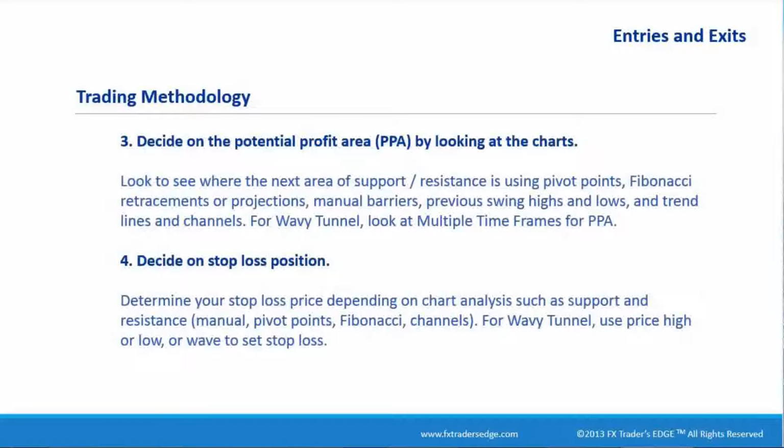Number 3, decide on the potential profit area, the PPA, by looking at the charts. Look to see where the next area of support and resistance is using pivot points, Fibonacci retracements or projections, manual barriers, previous swing highs and lows, and trend lines and channels. For the wavy tunnel, look at multiple time frames for your PPA, as we just learned how to do.